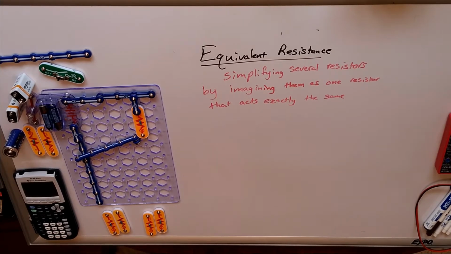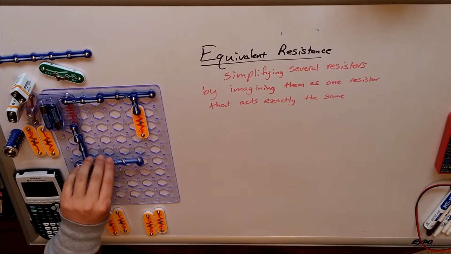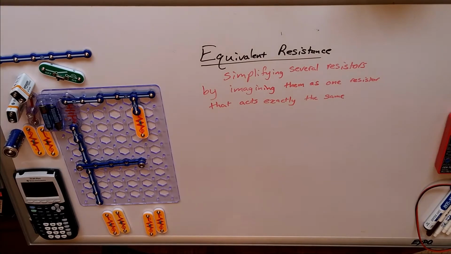That being said, one of our first steps to get to complex circuits is to do what we do a lot of times. When we come up with something new and complex, let's break it down into problems we know how to solve already. So, equivalent resistance is going to help us take a complex circuit and turn it into a more simple circuit.